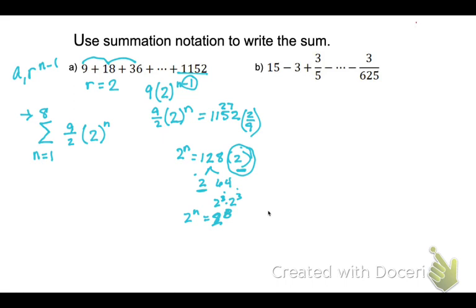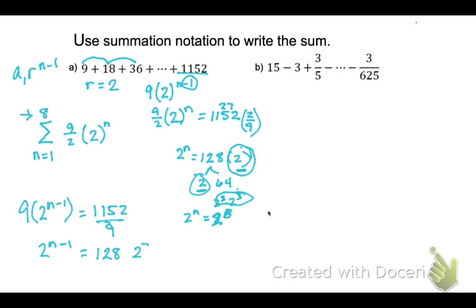So if you were using 9 over 2 to the n minus 1, you're going to do the same thing. You're going to divide by 9. So you get n minus 1, and then 128. And then that would be 2 to the 7th, because you have 6, 7. So this would be 2 to the 7th. So n minus 1 equals 7. So n equals 8. So you get the same either way.